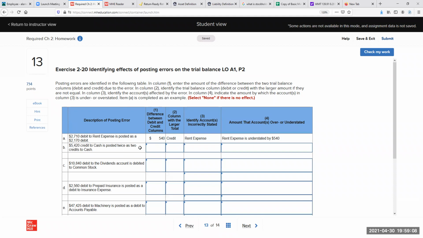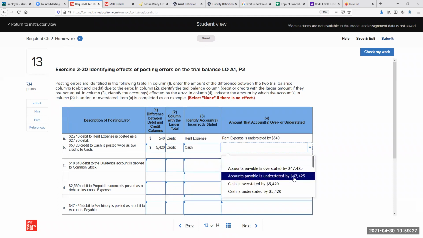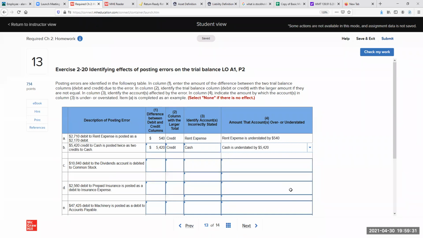5,420 credit to cash is posted twice as credits to cash. So 5,420, and the column with the larger amount is going to be the credit because you put it twice. It's 2 credits to cash. And then what is going to happen? Cash is understated because you've subtracted too much. You took it out twice. All right, and I think that's the only thing there.